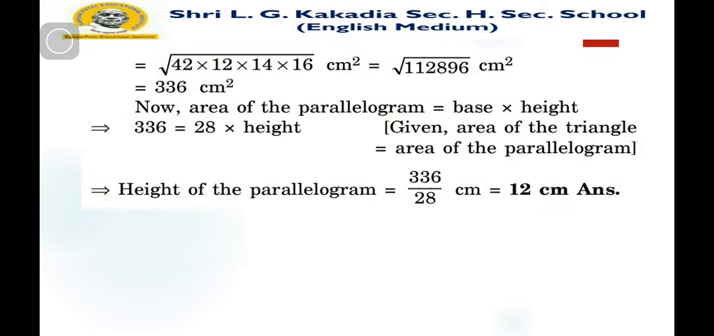We know that the area of the parallelogram is equal to the area of the triangle. So we put 336 equal to 28 into height, since the area of the triangle is equal to the area of the parallelogram. So the height of the parallelogram is equal to 336 upon 28 centimeter, which is equal to 12 centimeter.